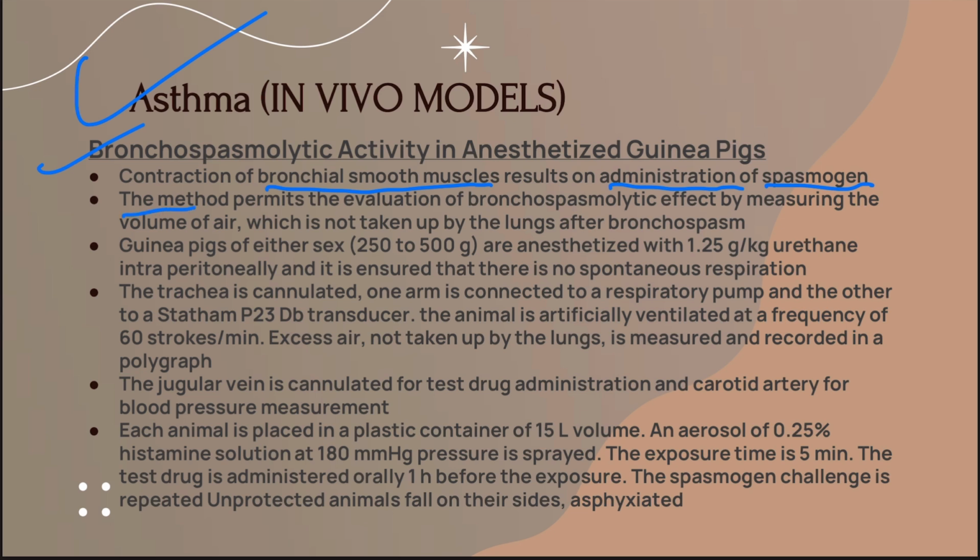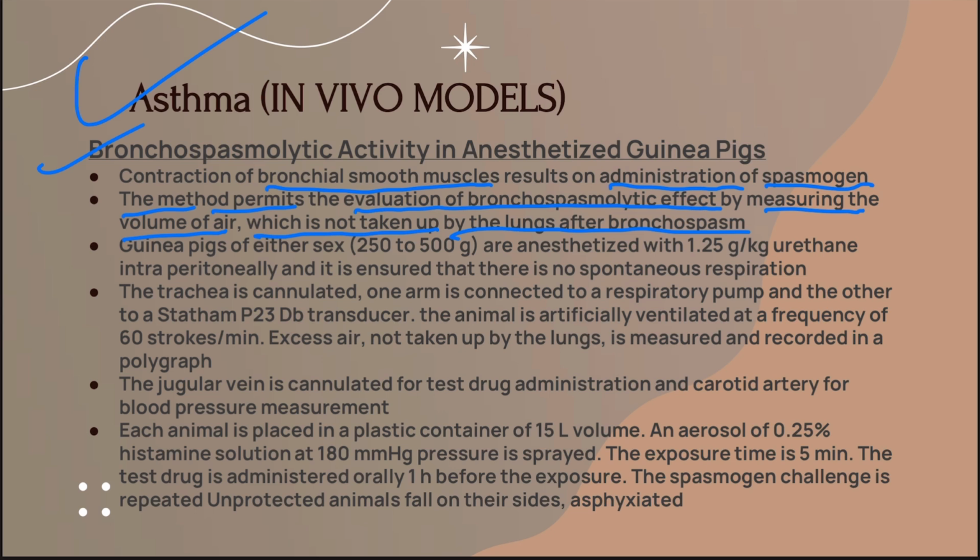So the method basically permits the evaluation of the bronchospasmolytic effect by measuring the volume of air which is not taken up by the lungs after bronchospasm. If bronchospasm occurs, there is narrowing of the airways, and as a result the guinea pigs will not be able to take some amount of air inside. This volume of air we are going to measure, and this will give us an idea of the spasmolytic effect when the drug is given, that is, how much of the bronchospasm is relieved after the administration of the test drug.